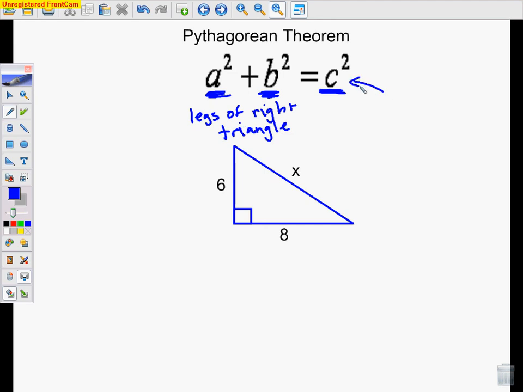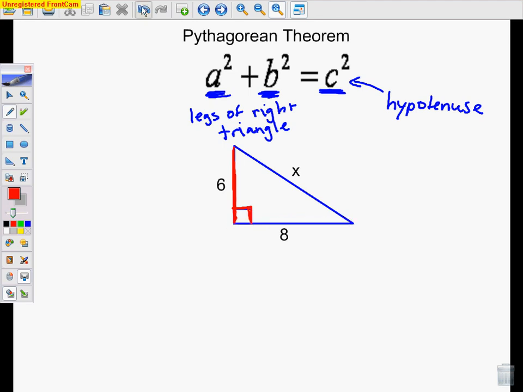And c is what's called the hypotenuse. Now, the legs of a right triangle are the sides that are attached to the right angle. And you know it's a right angle because you'll have this box here. So the legs are those sides attached to the right angle.